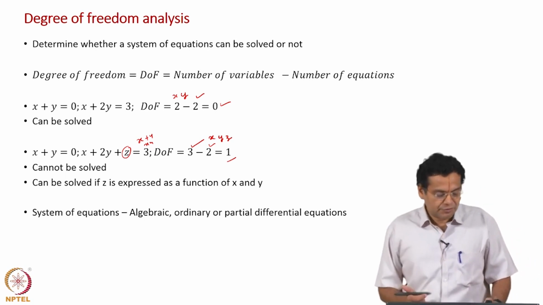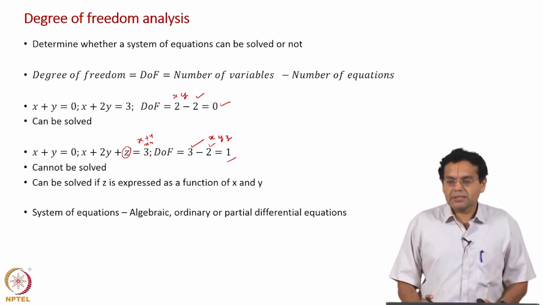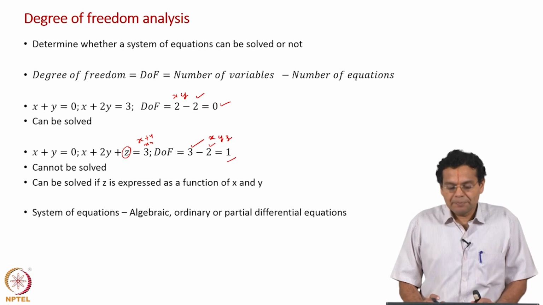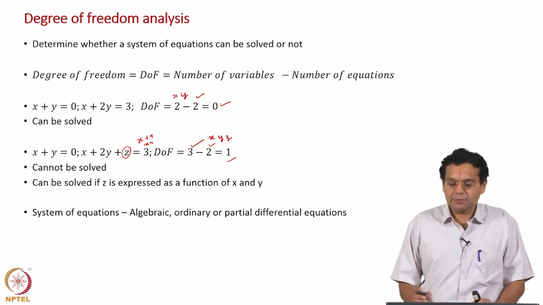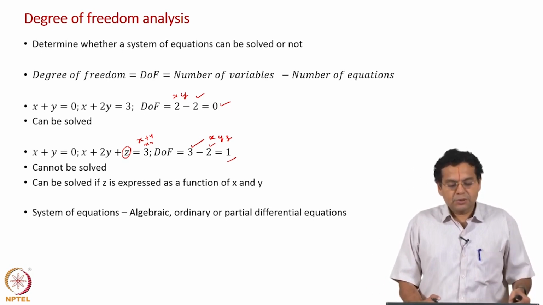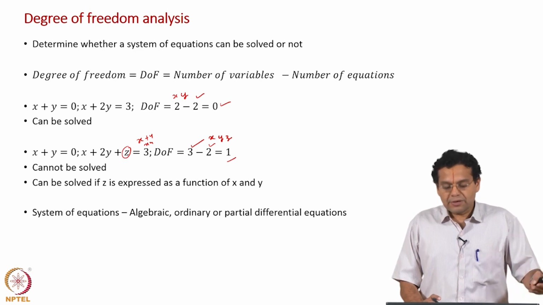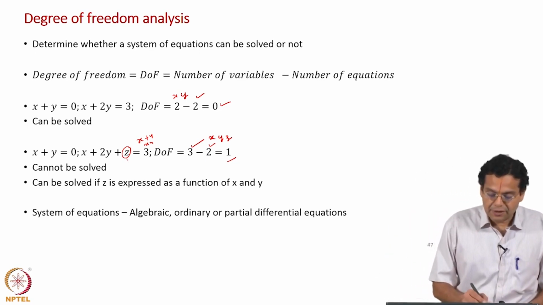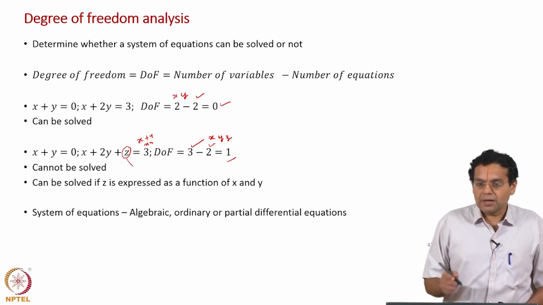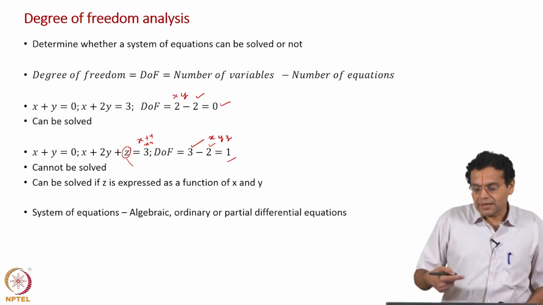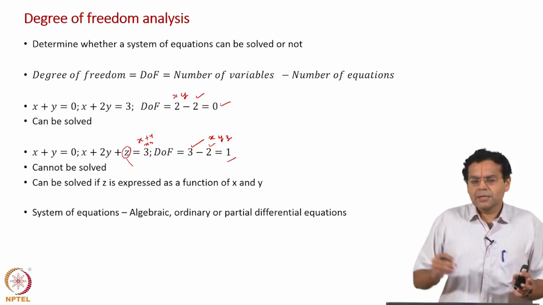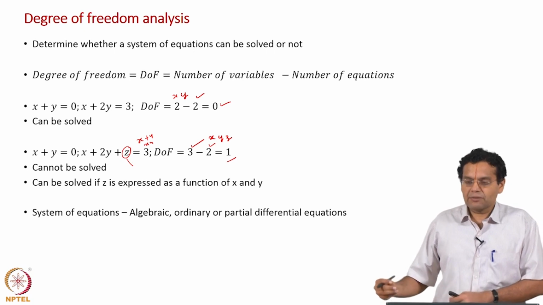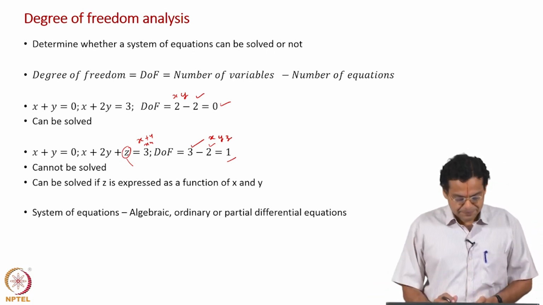So, degree of freedom analysis tells you whether a system of equations can be solved or not, and it is defined as number of variables minus number of equations. We have seen 2 examples: in the first the degree of freedom is 0, and in the second it is 1, but if you express z as a function of x and y, it can be solved. That is the point you should note. We will carry this over. If you understand this, it becomes very easy to understand what we are going to discuss next.